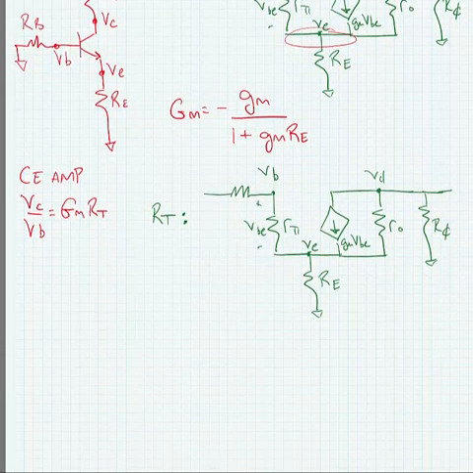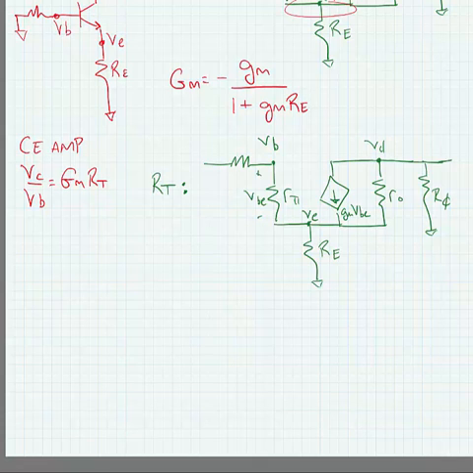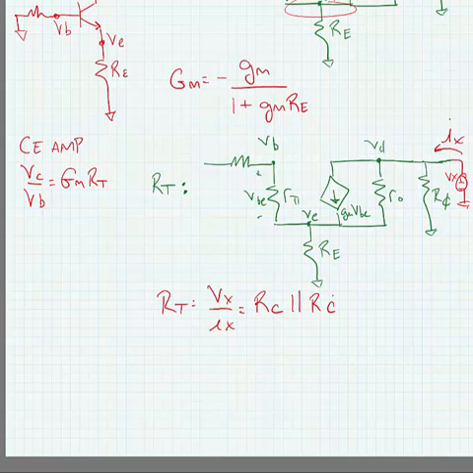Now, to find the total resistance at that node, we would plug in a test voltage source. We'll call it Vx. And we'd measure the current that flows from that test voltage source, such that RT is equal to Vx over Ix. And if we did this, what we would find is that the resistance would always be equal to the resistance looking into the collector in parallel with the resistance externally that's tied to the collector.